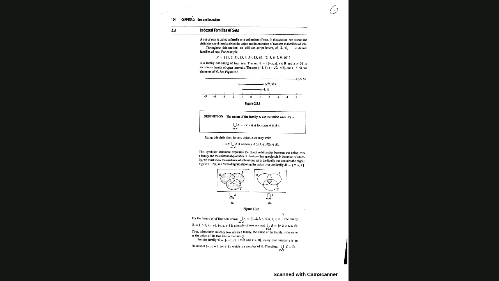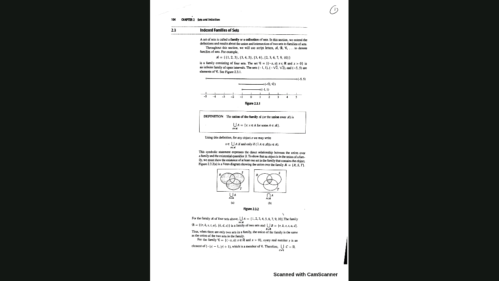When you do a union of a family of sets, you're taking all the numbers that are in any one of them, in one whole set. So the union is taking all the elements that are in any one of them. The intersection is going to be what's common to all of them.